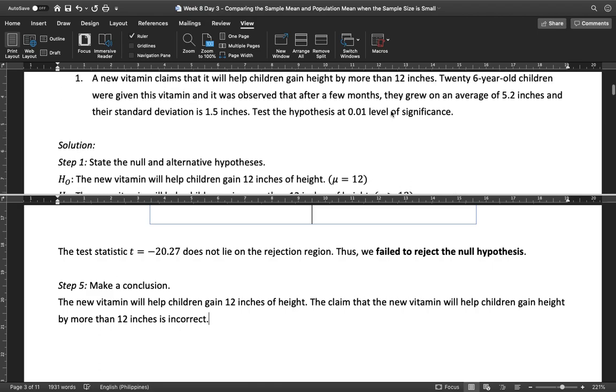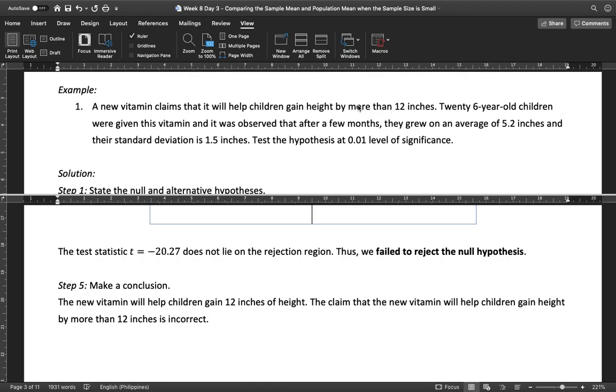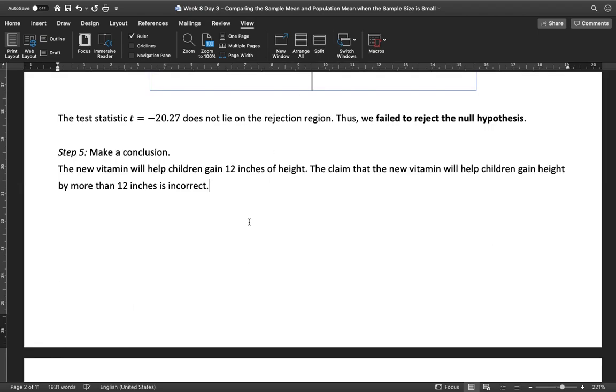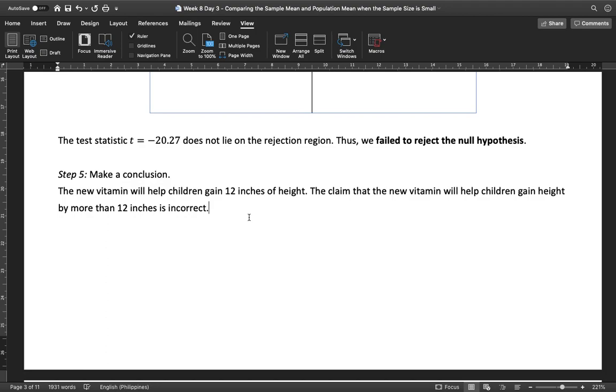So, ano ba yung claim ng company? Ang claim ng company or ng gumawa ng vitamin na yun ay yung height na mag-gain nila is more than 12 inches. So, the claim is incorrect kasi hindi naman sila nag-gain ng 12 inches. The claim that the new vitamin will help children gain height by more than 12 inches is incorrect kasi hindi naman yun yung na-observe sa sample. Okay? So, ganun natin ino-observe yung claim. Iba naman yung claim din kasi ng hypothesis.